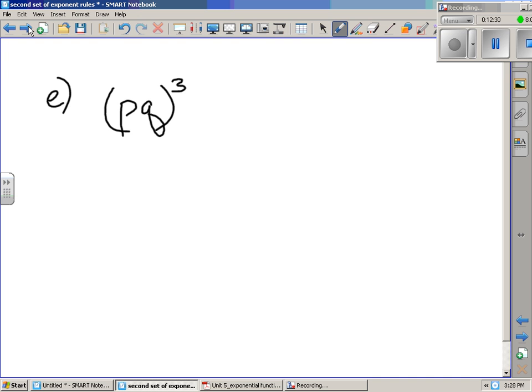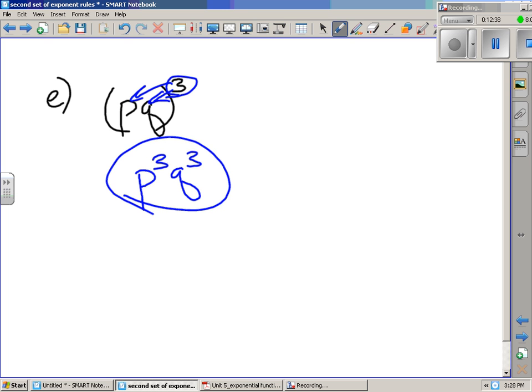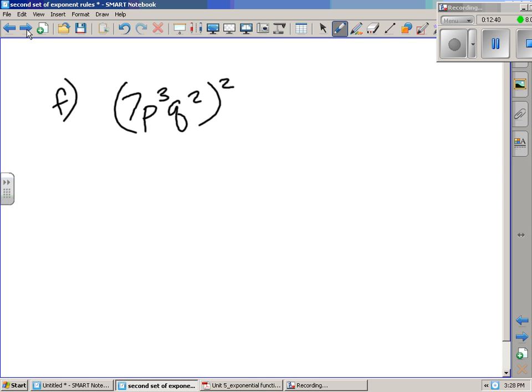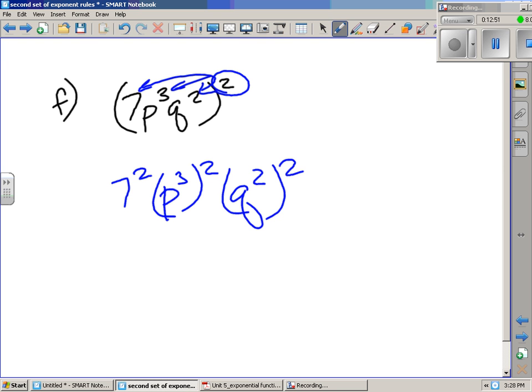(pq) to the power of 3, power to a group you distribute. So it's p to the 3rd, q to the 3rd. Letter F, power to a group you distribute. Make sure you take it to every single piece, even the 7. So p to the 3rd to the 2nd power, q to the 2nd to the 2nd power.